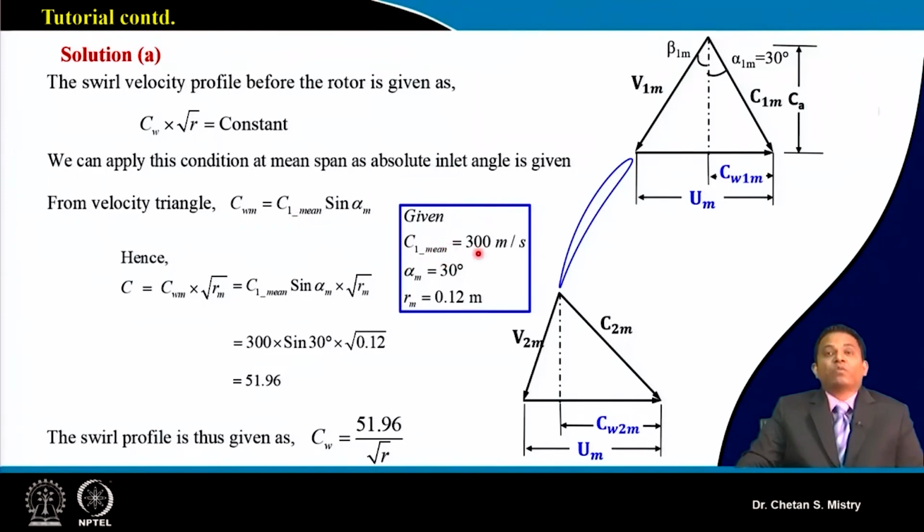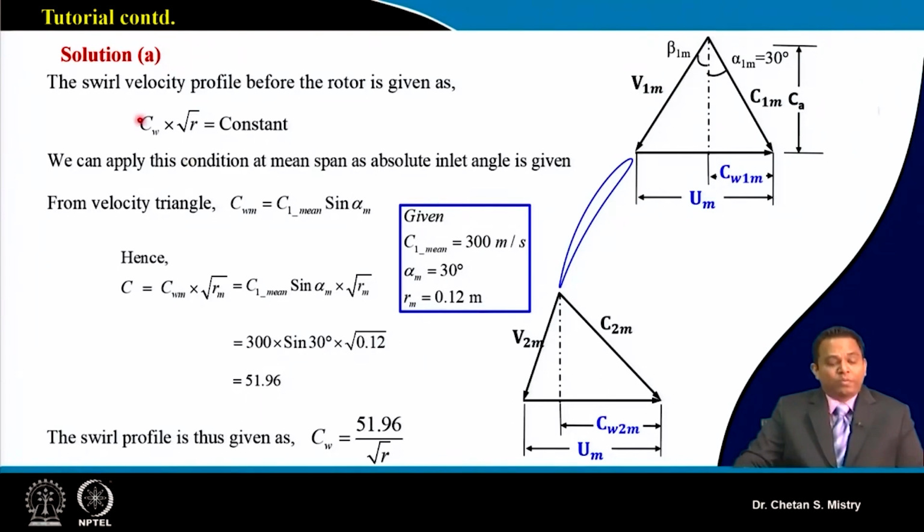It says C1 equal to 300 meters per second and my absolute flow angle is 30 degrees. And at mid radius I know my radius, which is 0.12 meter. If I put this in, we can calculate my Cw. My Cw into square root of r is constant. So basically we will first calculate what our constant is. It is 300 into sine 30 into square root of 0.12. It gives my constant as 51.96.